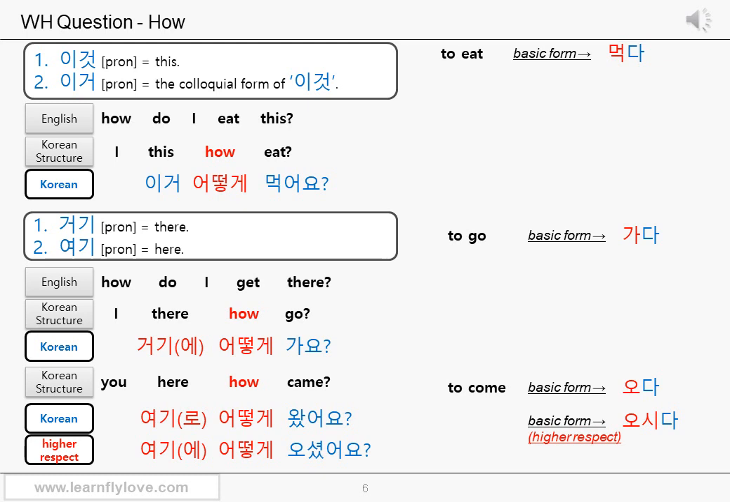Let's get back to the sentence. I, this, how, eat. I. Yes, you can start with the actual subject I in this sentence, but it's also okay to omit it.